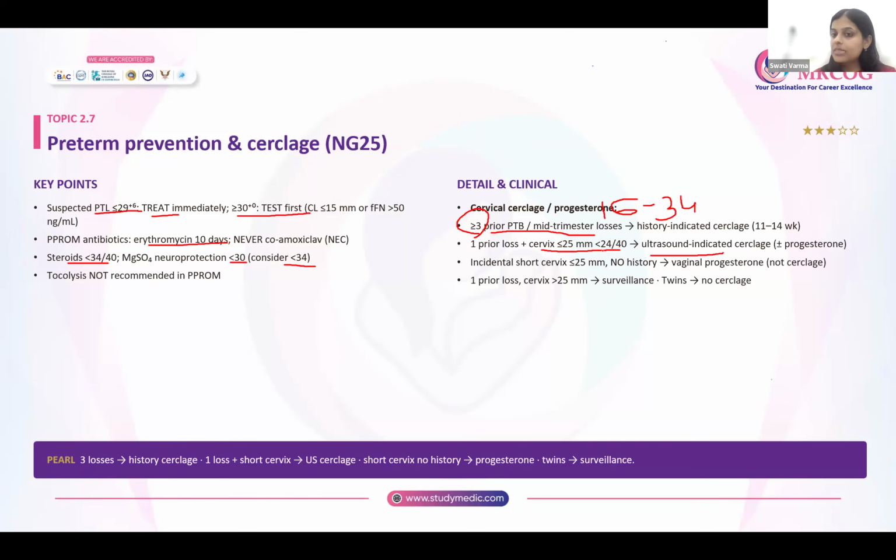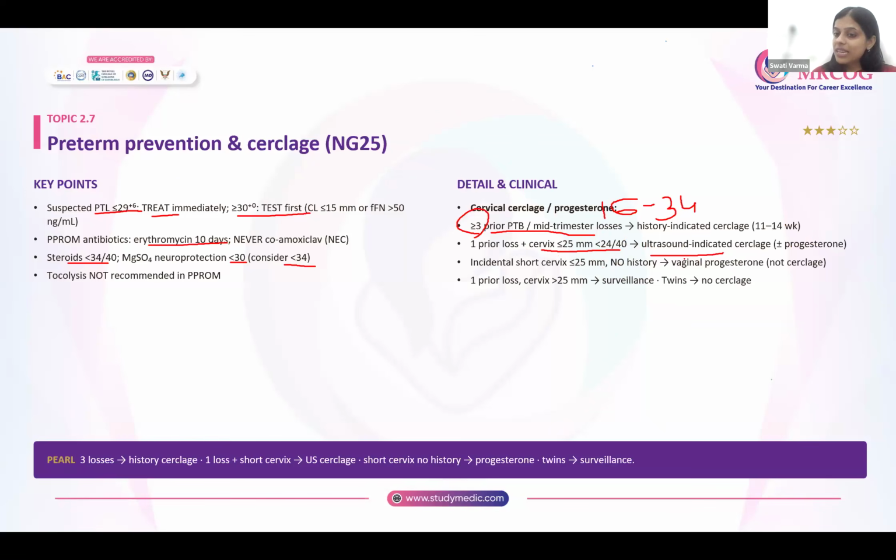She is offered serial scanning or at least a single scan, depending on whether she is in the high risk or intermediate risk category. If she is in the high risk category, she will be offered serial scanning between 16 to 24 weeks. If she is in the intermediate risk category, single cervical length screening will be carried out at around 18 to 20 weeks. If short cervix comes out to be there, then you will carry out ultrasound indicated cerclage, plus or minus progesterone also you can give.